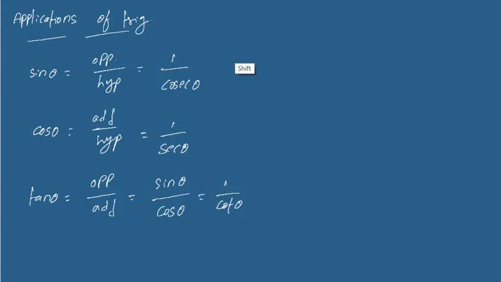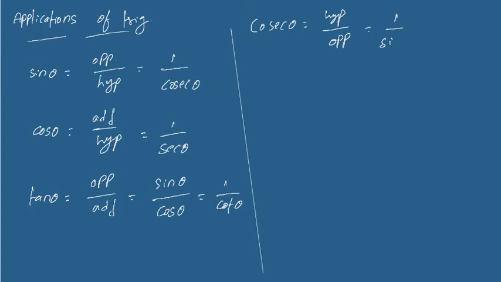In the same way, what is cosec theta? Cosec theta is hypotenuse by opposite, 1 by sin theta. What is sec theta? Sec theta is hypotenuse by adjacent, 1 by cos theta.